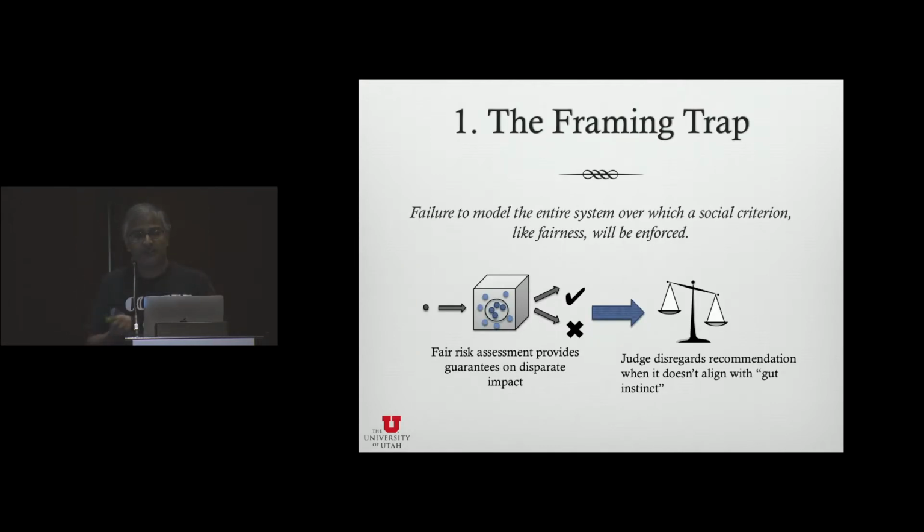The first trap is the framing trap, and it's a failure to model the entire system over which a social criterion like fairness will be enforced, and we've heard some of that earlier in the keynote today. A simple example is, you want to build a fair risk assessment tool, you're worried about bias. You spend a lot of time optimizing the different notions of fairness and making sure you get the classifier to do the right thing. But then you don't realize that the judge who's looking at your recommendation might actually ignore the recommendation. And so even though your part of the system has worked, the entire system is still not working because you failed to model that.